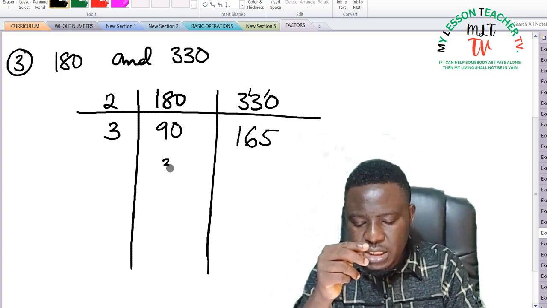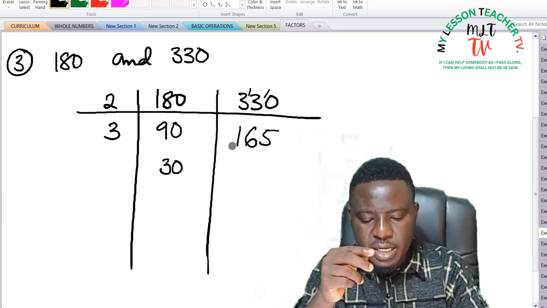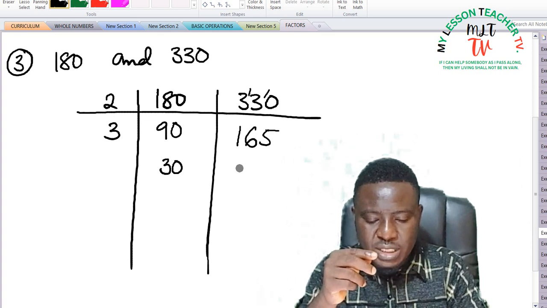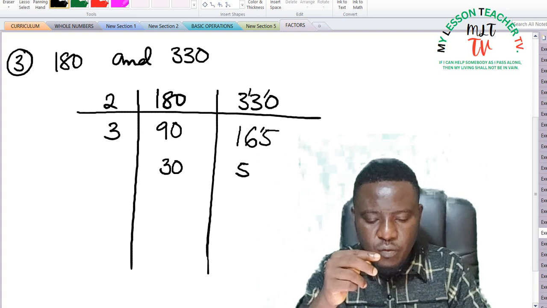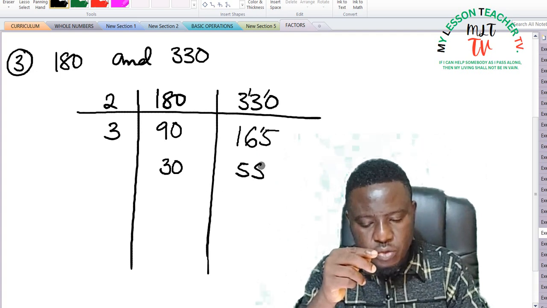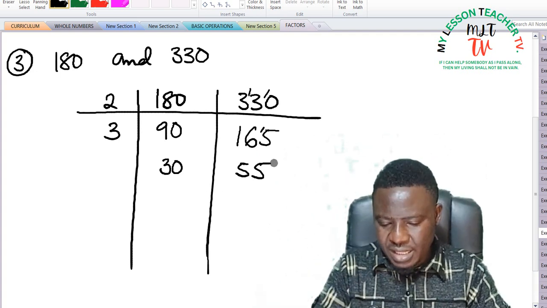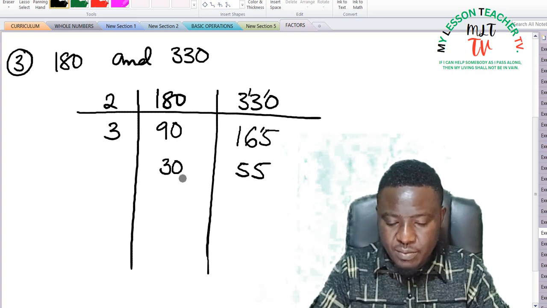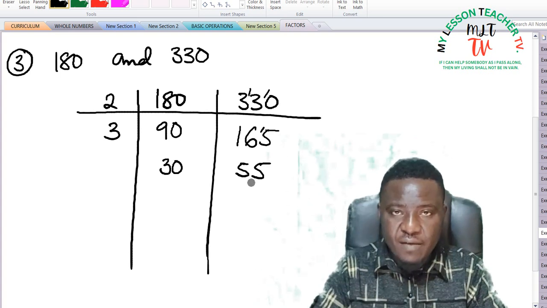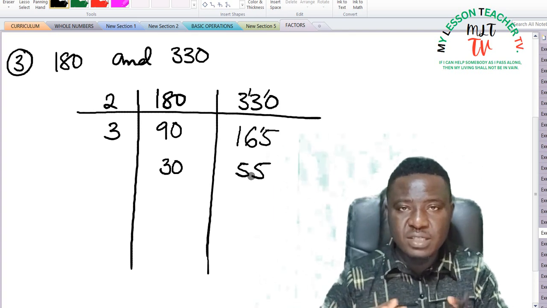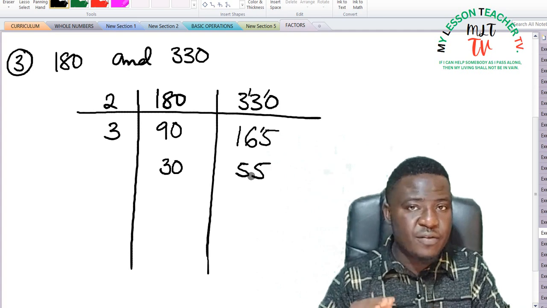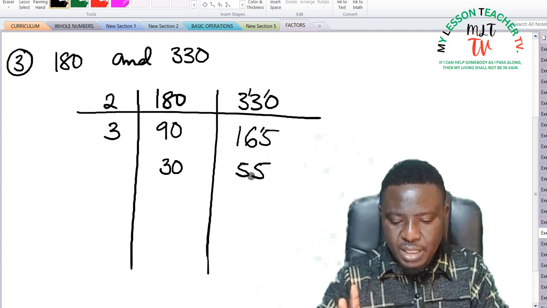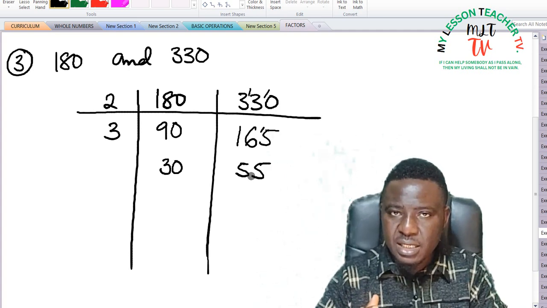3 into 90 is 30. 3 into 1, it cannot. 3 into 16 is 5 times remainder 1. 3 into 15 is said to be 5 times. Can 3 also divide? 3 can divide 30, but 3 cannot divide 55 because 5 plus 5 is 10 and 10 is not divisible by 3. It therefore means that 55 is not divisible by 3. So we test for the next higher prime number, which is 5.